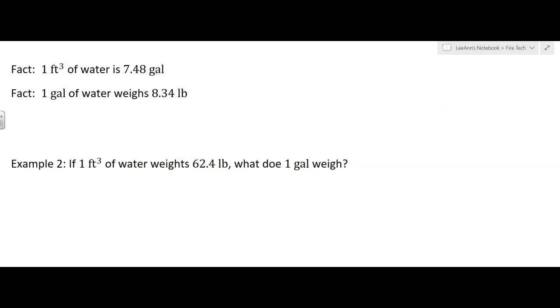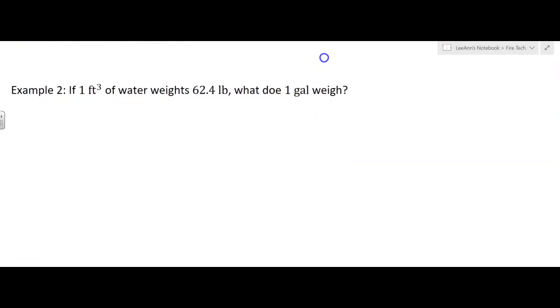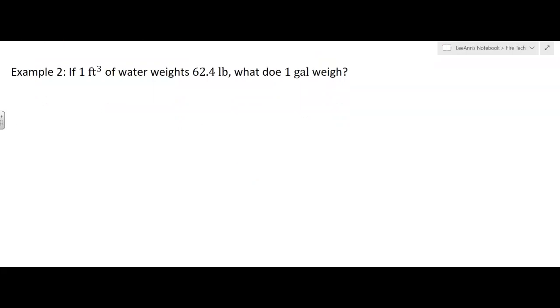Okay, so here's a fact. 1 cubic foot of water is 7.48 gallons, and 1 gallon of water weighs 8.34 pounds. Okay. Now you could probably do a plan A and a plan B on this problem. Let's see what it says. If 1 cubic foot of water weighs, I think that should say weighs, 62.4 pounds, what does 1 gallon weigh? Okay, so sorry about the typos. It's not a typo. It's actually on the paper correctly, but when I transfer it over, for some reason, it does these weird things.